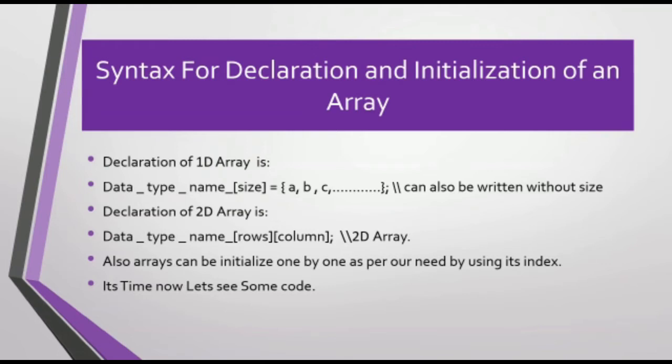Now, let's see declaration of 2D arrays. Data type, then name, then we have to specify the number of rows and then the number of columns. Also, we can initialize array elements one by one as per our need using their index. So now it's time to see some code.